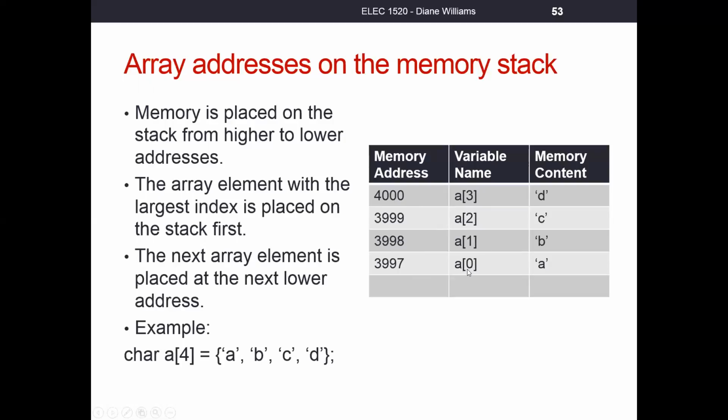And the thing is, the index is an offset location from the base. If I use the name A all by itself, A refers to this memory address of 3997. So A at index 0 is a 0 byte offset from this memory. A at index 1 is a 1 byte offset. A at index 2 is a 2 byte offset from the base. A at index 3 is a 3 byte offset from the base. This is going to become important when we start talking about pointer math.